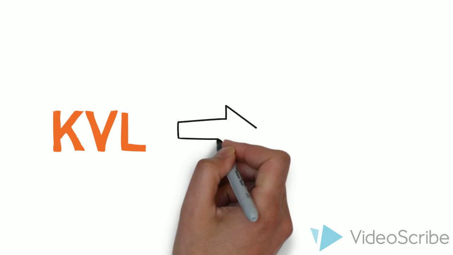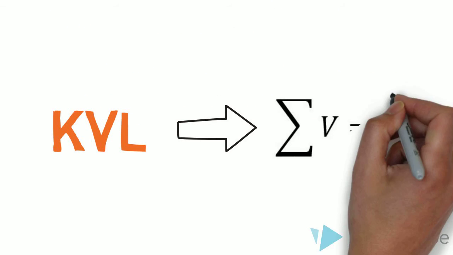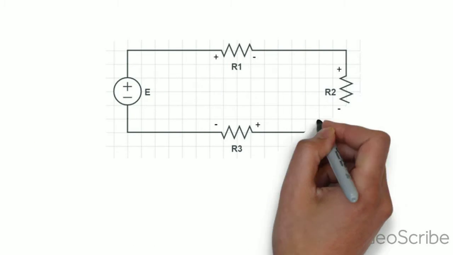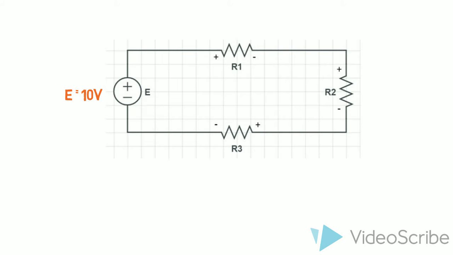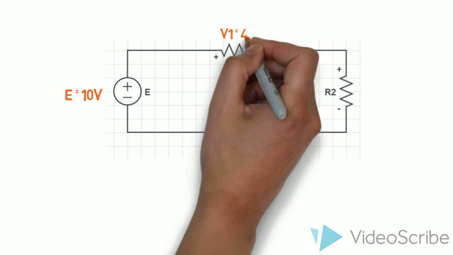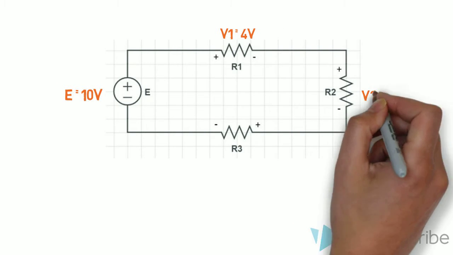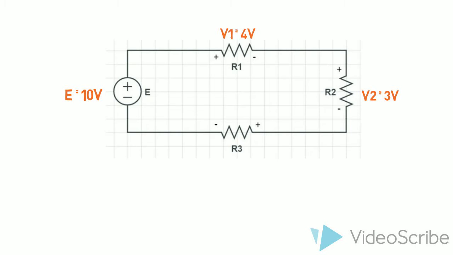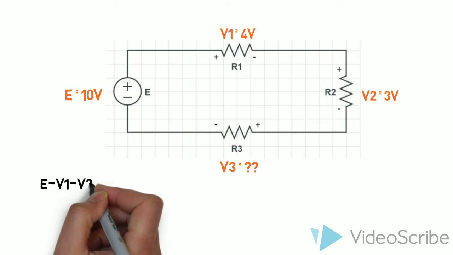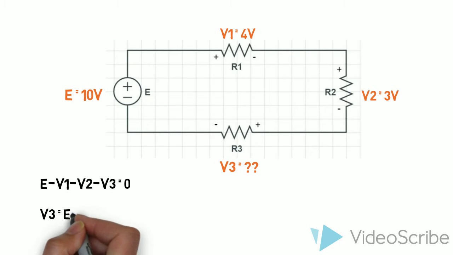Kirchhoff's voltage law states that the summation of all the voltage drops across a circuit is equal to 0. Here is a simple DC circuit in which the source voltage is equal to 10 volts, V1 equals 4 volts, V2 equals 3 volts, and V3 is a value that needs to be found. A simple application of KVL gives us this formula, which can easily be simplified and solved for V3.